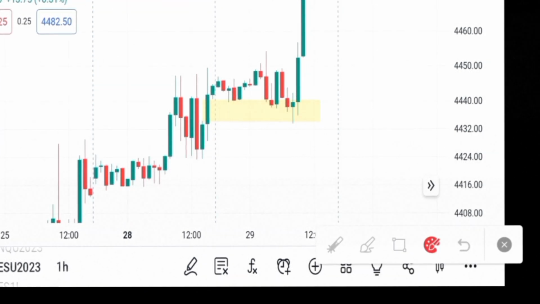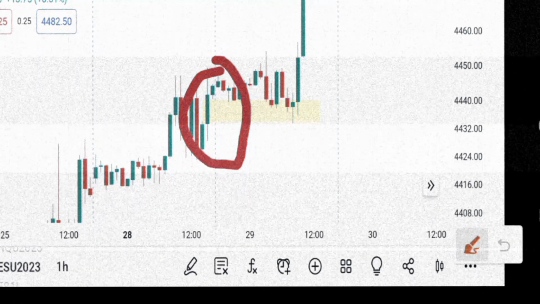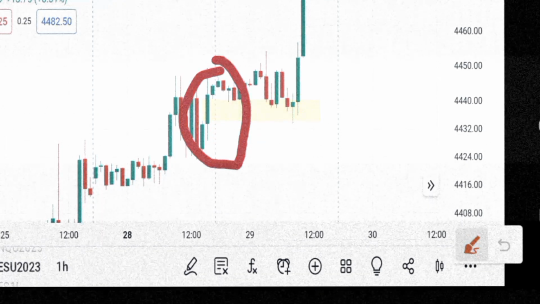See here, look at the candles and the wicks. Look at the bodies of the candles and the wicks inside the shaded area of the fair value gap. See how precise that is. So this is not random. The price is just trying to correct its fair value gap.